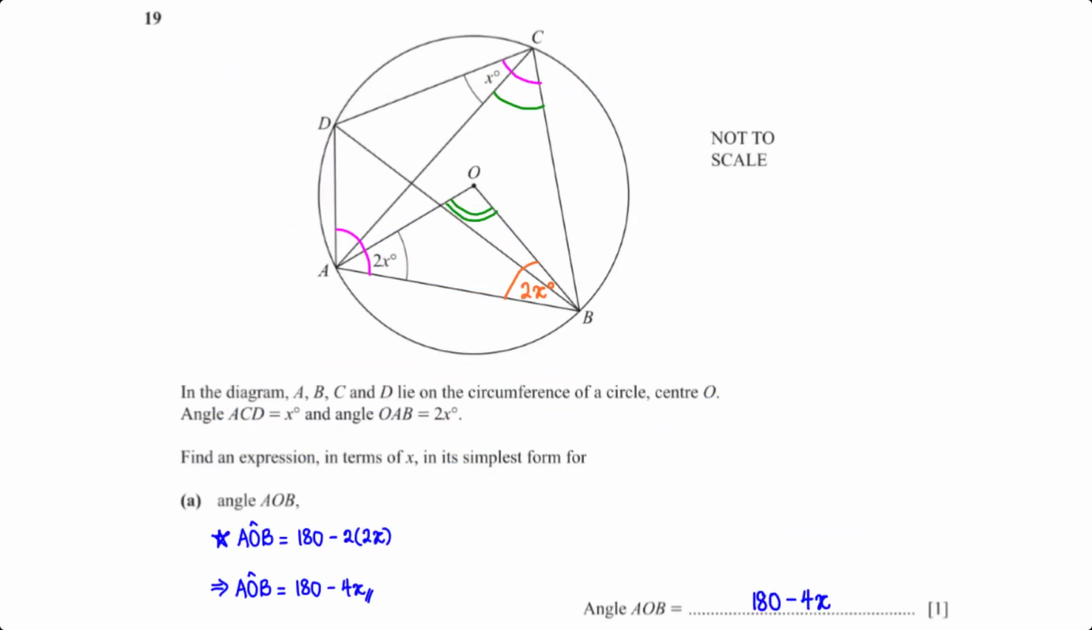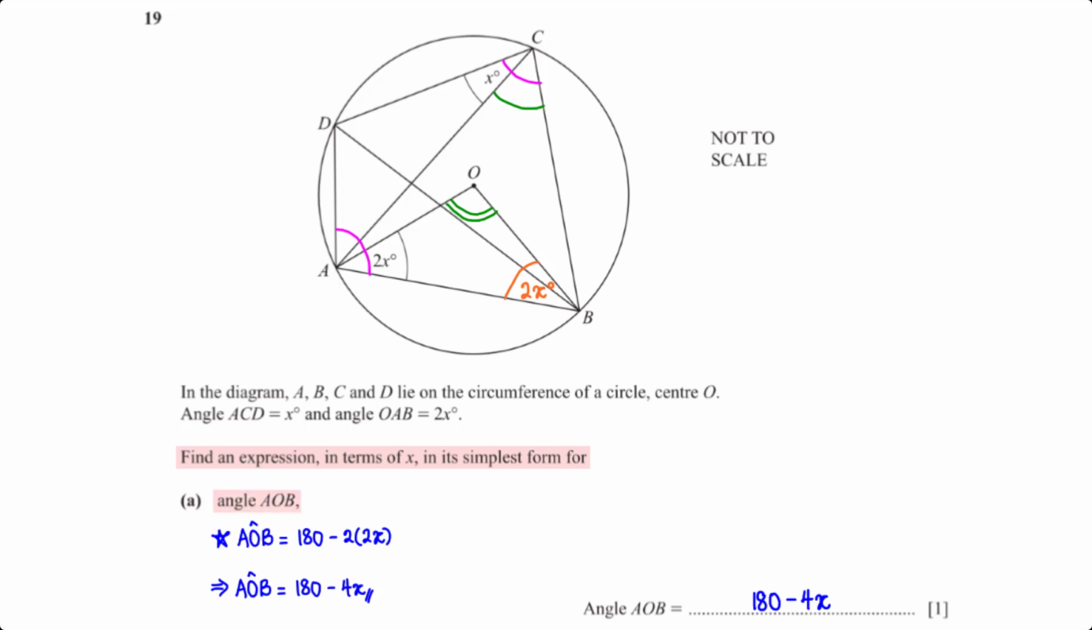In the diagram, A, B, C, and D lie on the circumference of a circle center O. Angle ACD is x degrees and angle OAB is 2x degrees. Find an expression in terms of x in its simplest form for angle AOB.